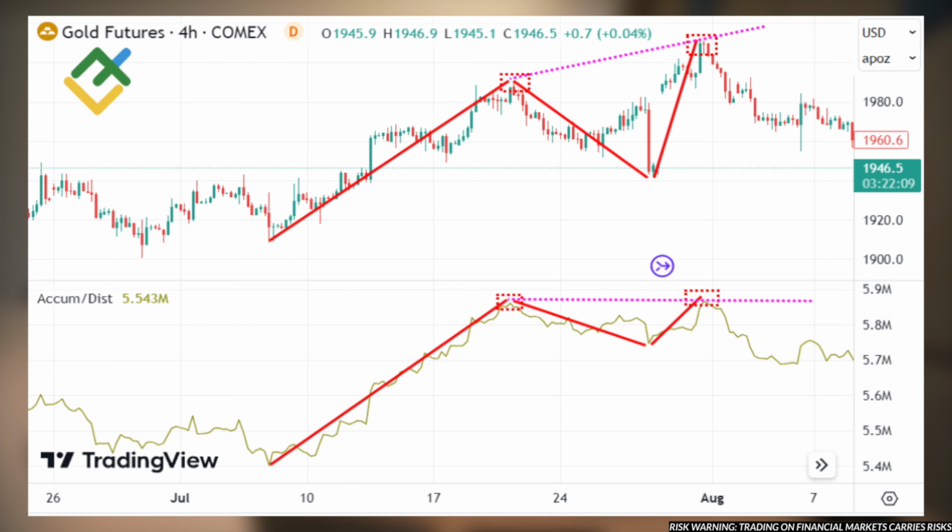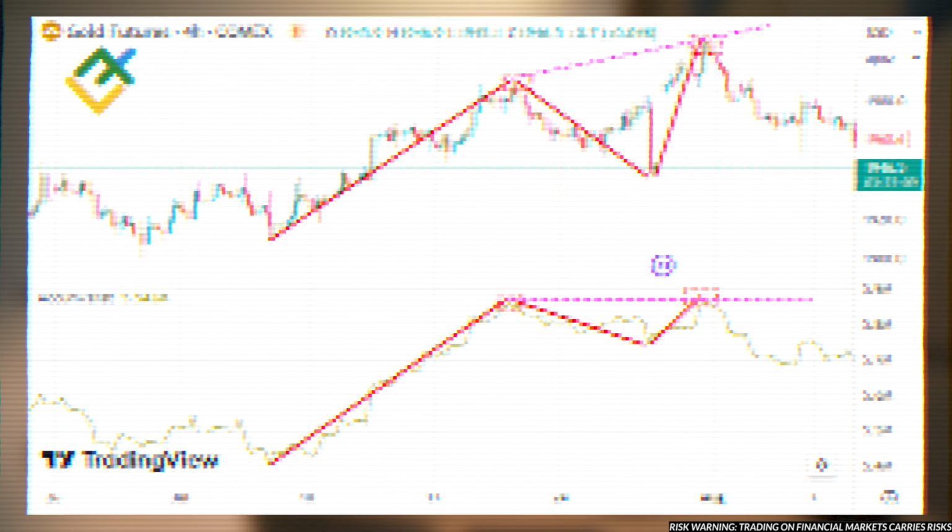Sometimes the accumulation distribution indicator follows the price movements very closely. Because of this, the divergence in the chart may not be so obvious. So the trader needs to carefully monitor the divergence between the lines so as not to miss a profitable signal.